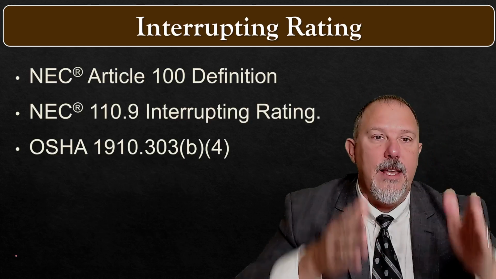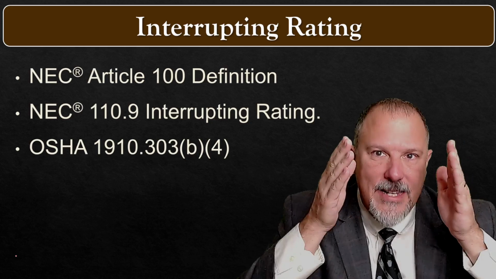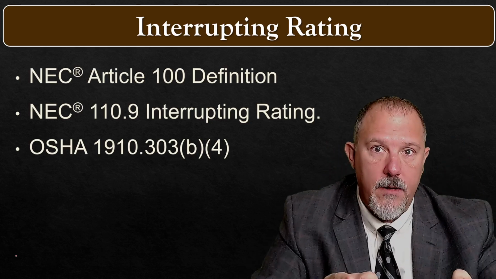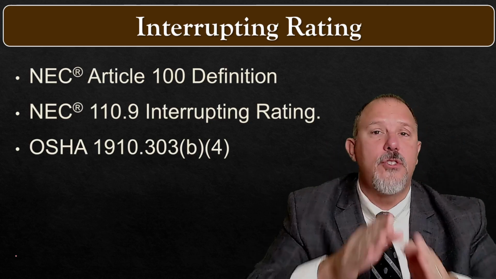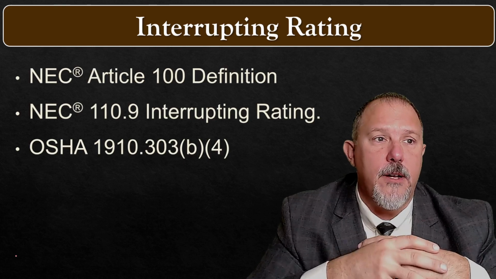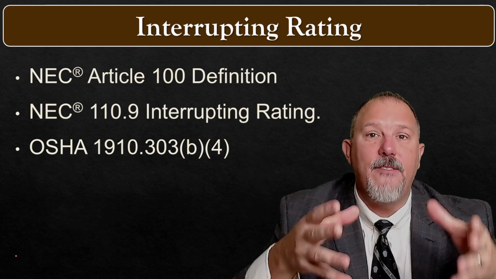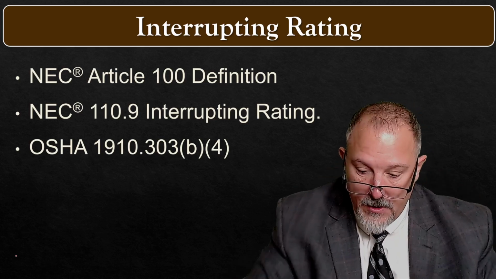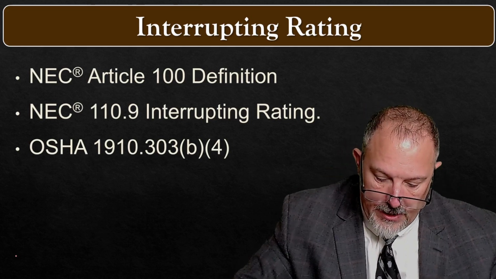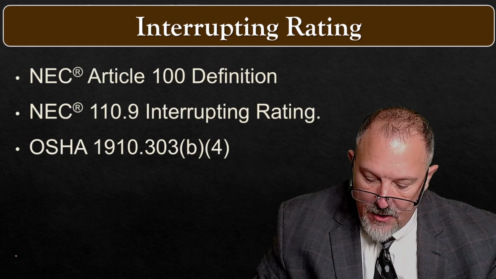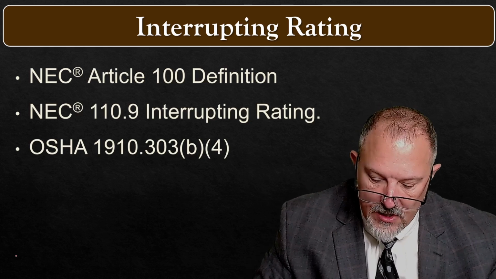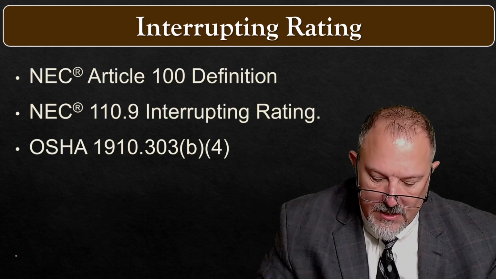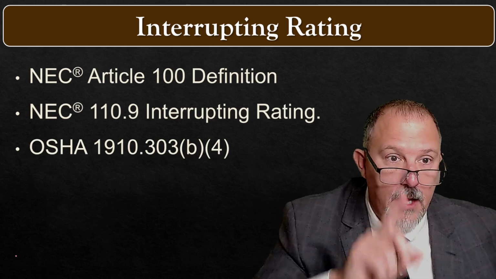Interrupting rating is how much current a circuit breaker can stop from flowing. Circuit breakers do not have a short circuit current rating. They have an interrupting rating. It's defined in Article 100: interrupting rating, the highest current at rated voltage that a device is identified to interrupt under standard test conditions.